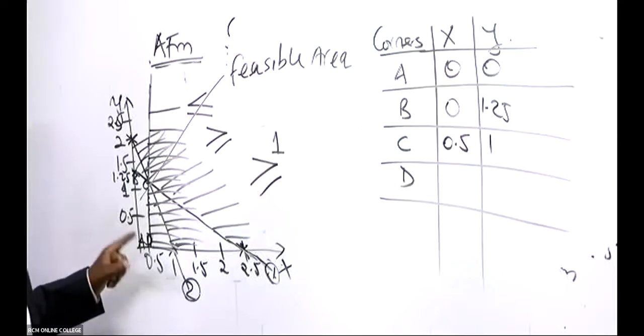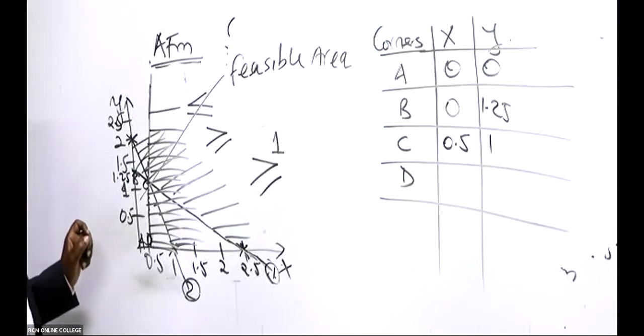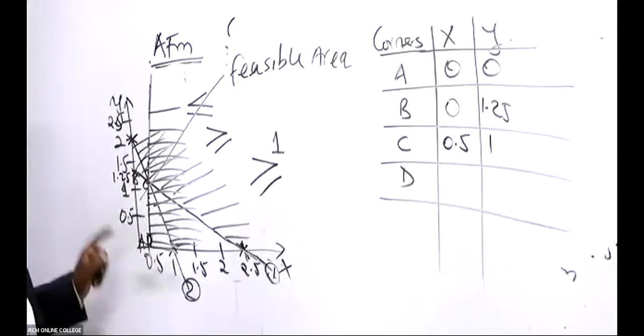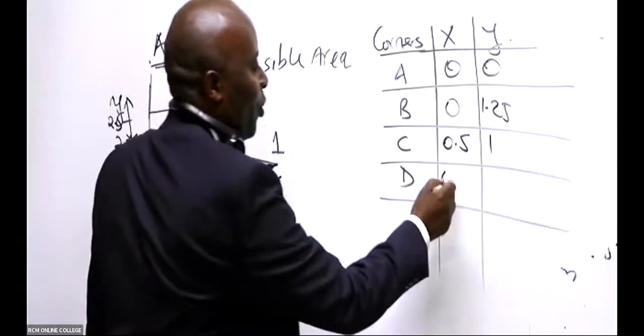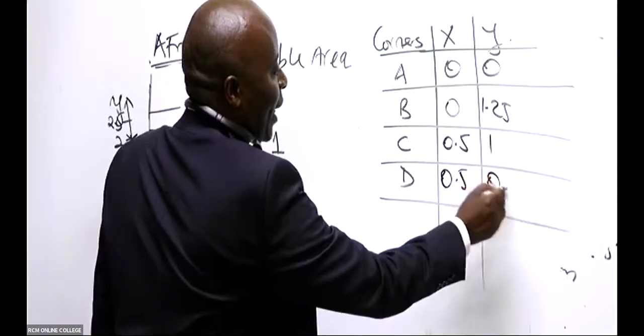How about D? What is the value of X here? It is 0.5. And then Y is 0. So we have 0.5 and then we have 0.